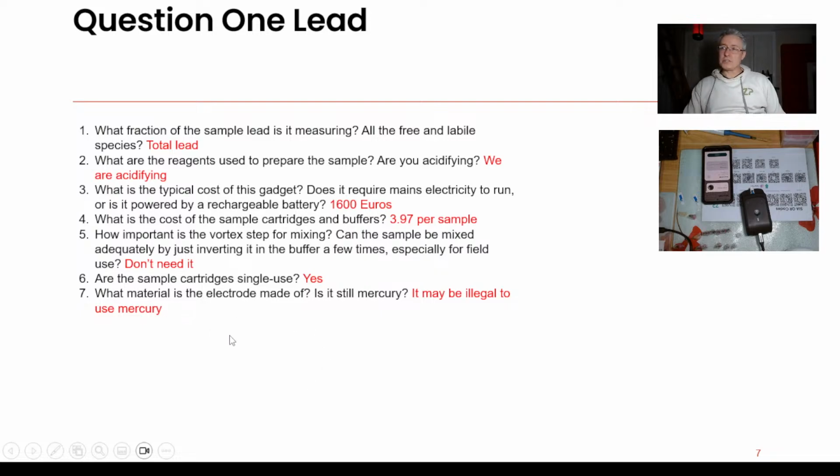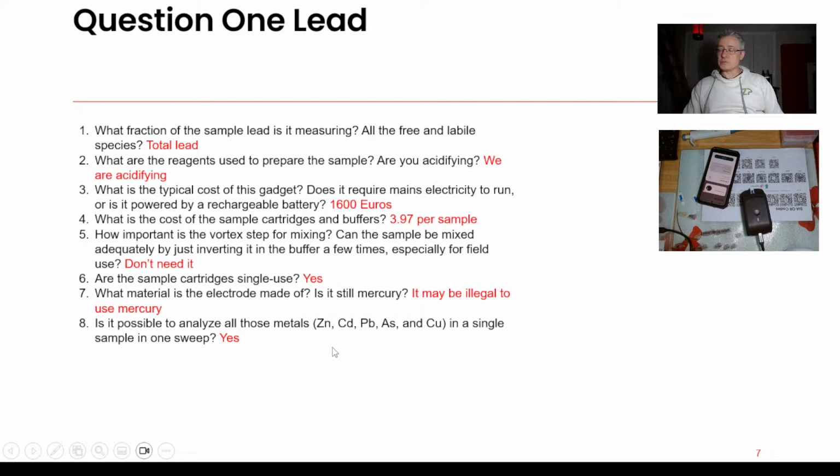What material is the electrode made of? I'm not necessarily going to say, but I will say one thing. It's definitely not mercury. I put a jokey statement to myself, is it even legal to use mercury? And I did look up the legalities on mercury, but the quick answer is we are not using mercury electrodes.